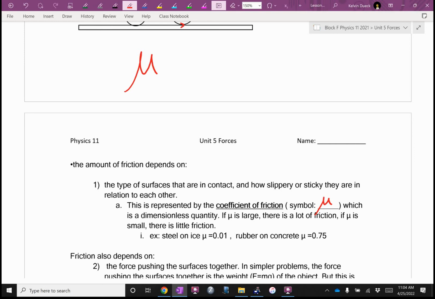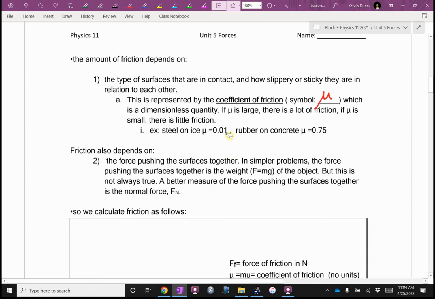So this is the symbol for stickiness. The smaller that number, the slipperier. The higher that number, the stickier. And if that number is bigger than 1, that's glue. It can hold its own mass and more than its own mass. So steel on ice has a coefficient of friction of about 0.01. And rubber on concrete tires have a coefficient of friction of about 0.75.